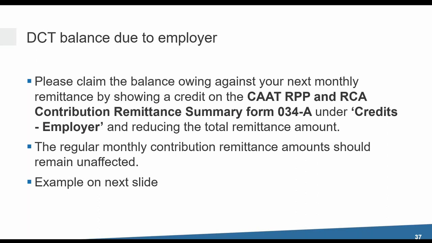In the case where there is a balance due to the employer, please look at the member column, employer column, and total column in the annual statements to determine the amount available as a credit. Please claim the credit against your next monthly remittance by showing a credit on the CAT RPP and RCA contribution remittance summary form, the 34A form, under credits-employers. Note that your monthly contribution remittance amount should remain unaffected.